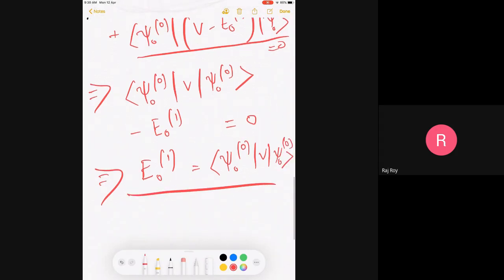So the first order correction is merely an average value of the defined perturbation operator with respect to the 0th order ground state of H naught. So this is already known. This is also known. So you have to do nothing, just integrate this. It's a definite integral. And you get the first order correction to the energy. So it is that simple.